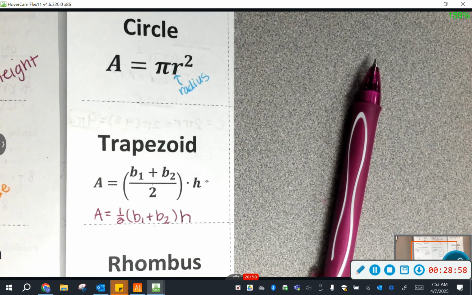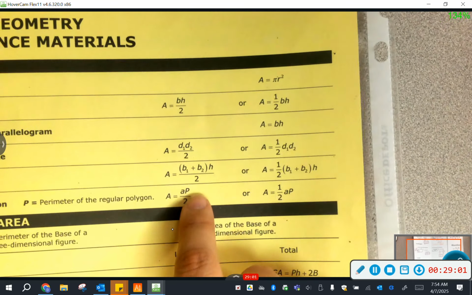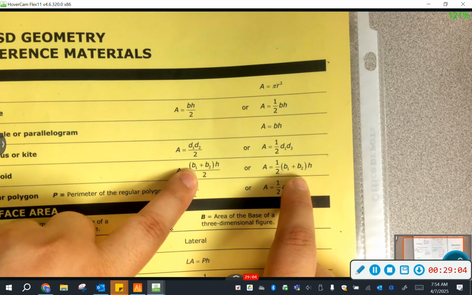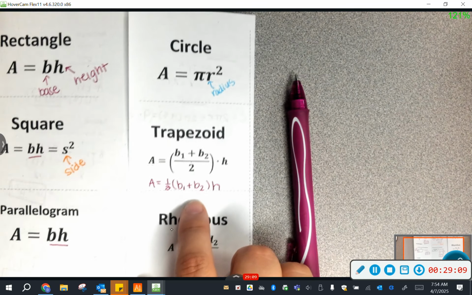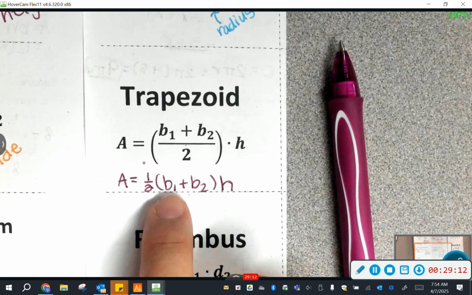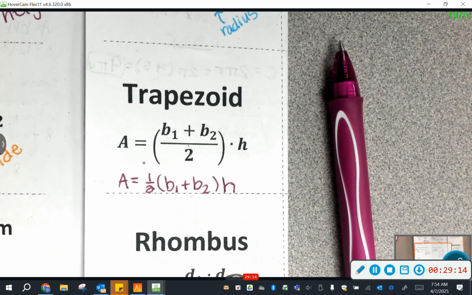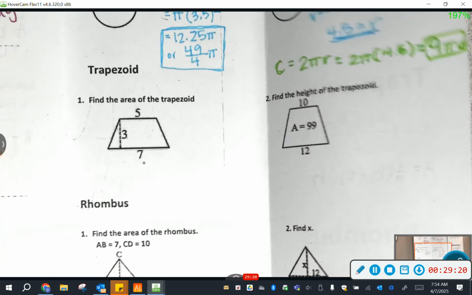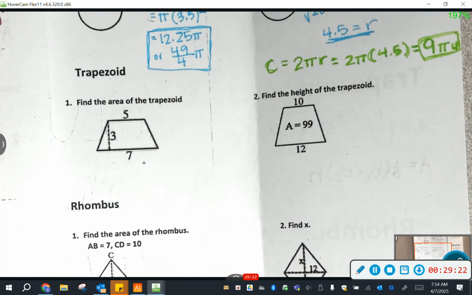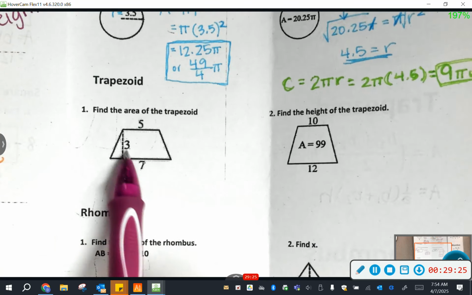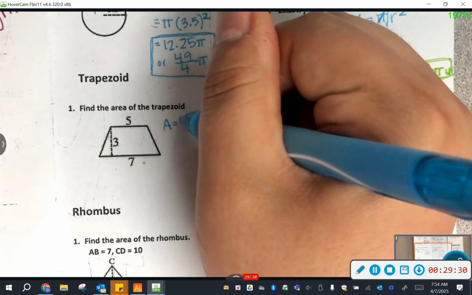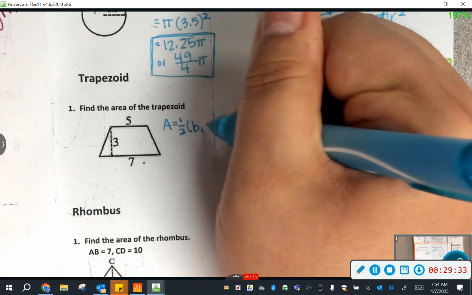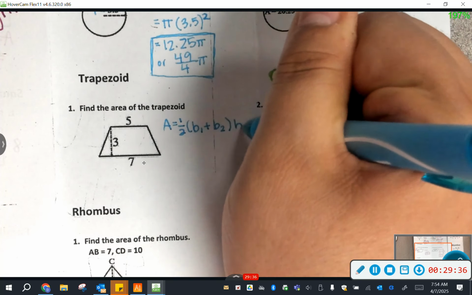If you look at your formula chart that I had showed you earlier, do you see how it actually gives you both of those versions, the divided by 2 and the 1/2 out front? So it doesn't matter which way you do it. I just prefer this way right here. So that's 1/2 base 1 plus base 2. Why does it have base 1 and base 2, B1 and B2? For a trapezoid, there's 2 different bases. Y'all see that right there? So, for a trapezoid, area equals 1/2 B1 plus B2 times the height.